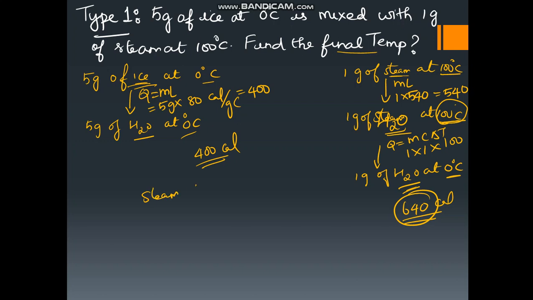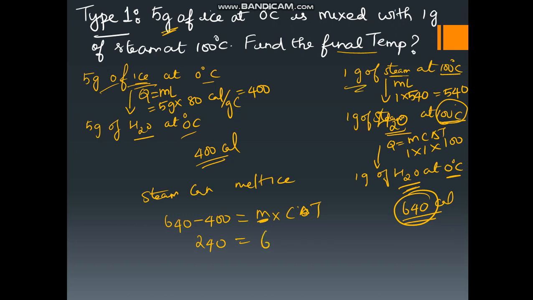Steam can completely melt ice, and the difference between them is 640 minus 400, that is equal to m into c into delta T. Let it be T. Okay, this is 240 and m is the total mass of the mixture. Total mass of the mixture is 5 gram of ice plus 1 gram of steam, that is 6 into, now the ice is completely melted, so it will be water. So c of water, that is 1 into T. So T is 40 degree Celsius. So this is the resultant temperature.